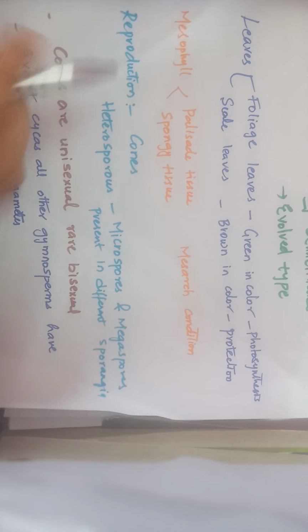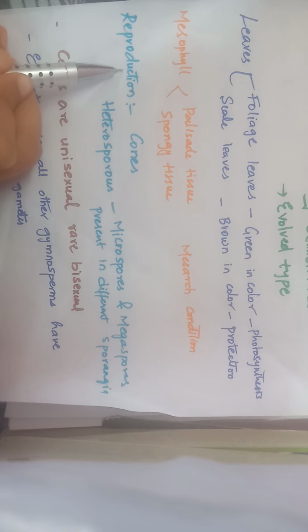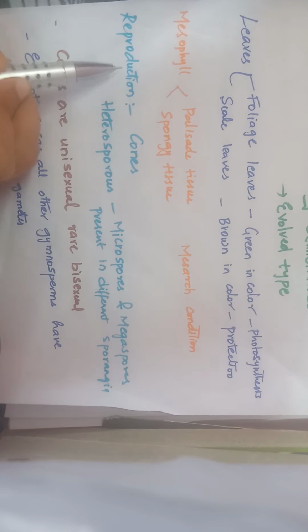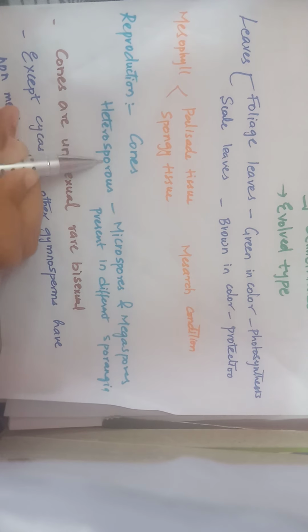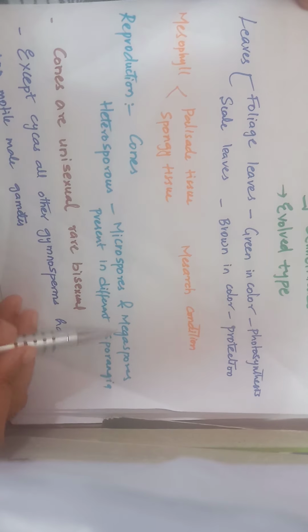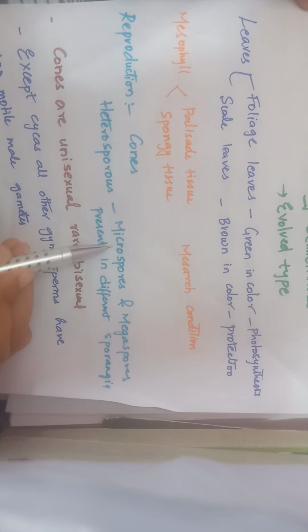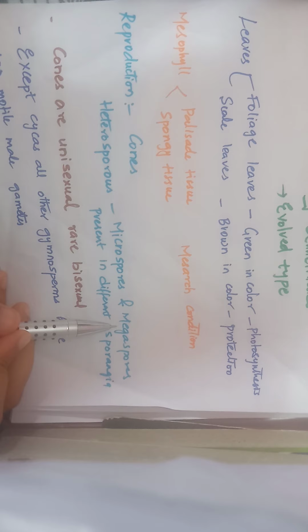Then coming to the reproduction. In gymnosperms, reproduction takes place by specific structures which are known as the cones. And here in gymnosperms, the heterosporous condition is seen. It means that it produces two kinds of spores. Those are the microspores and megaspores. Microspores produce the pollen grains. Megaspores give rise to the eggs.